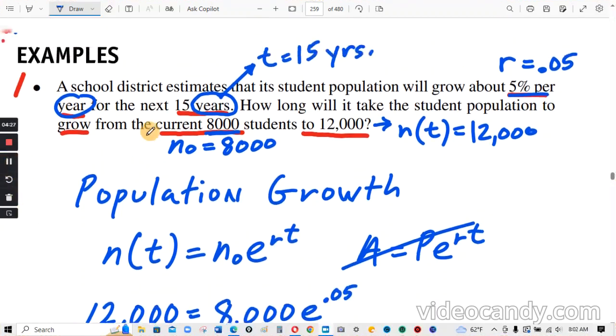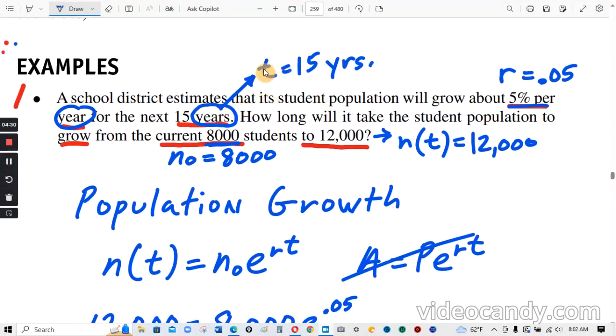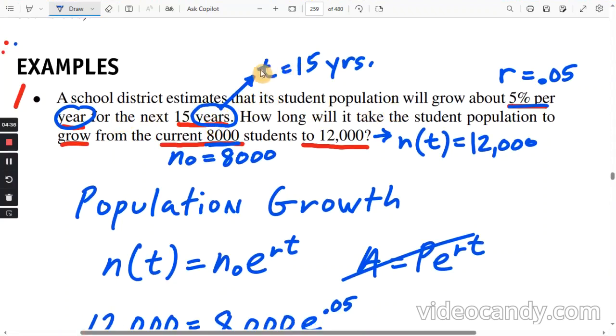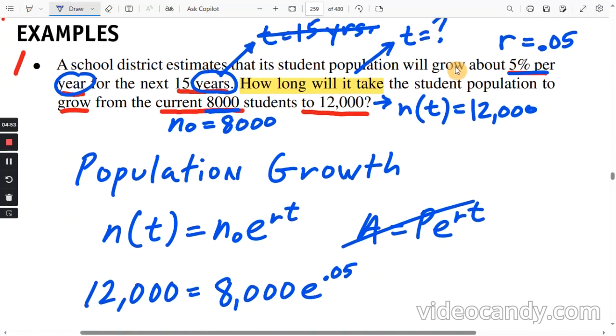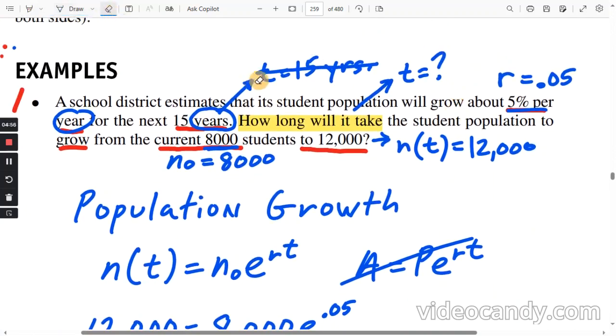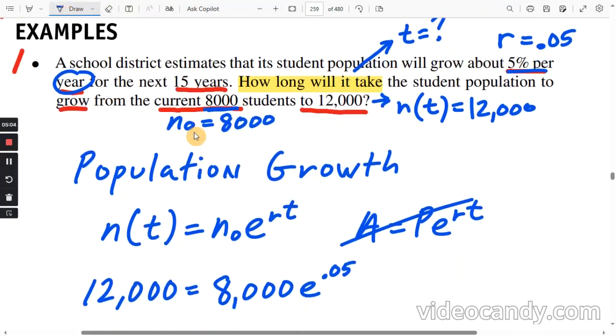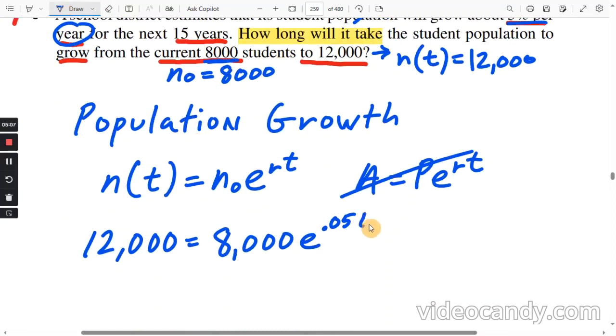And I made a little mistake. We are not plugging in 15 years for t. They say the population grows at that rate for 15 years, but we are looking to answer how long will it take the population to go from 8,000 to 12,000. Since they're asking how long it will take, that will be the t. So let me erase what I wrote here. This is not t right here. t is what we're solving for. So I'm going to put the t right here.